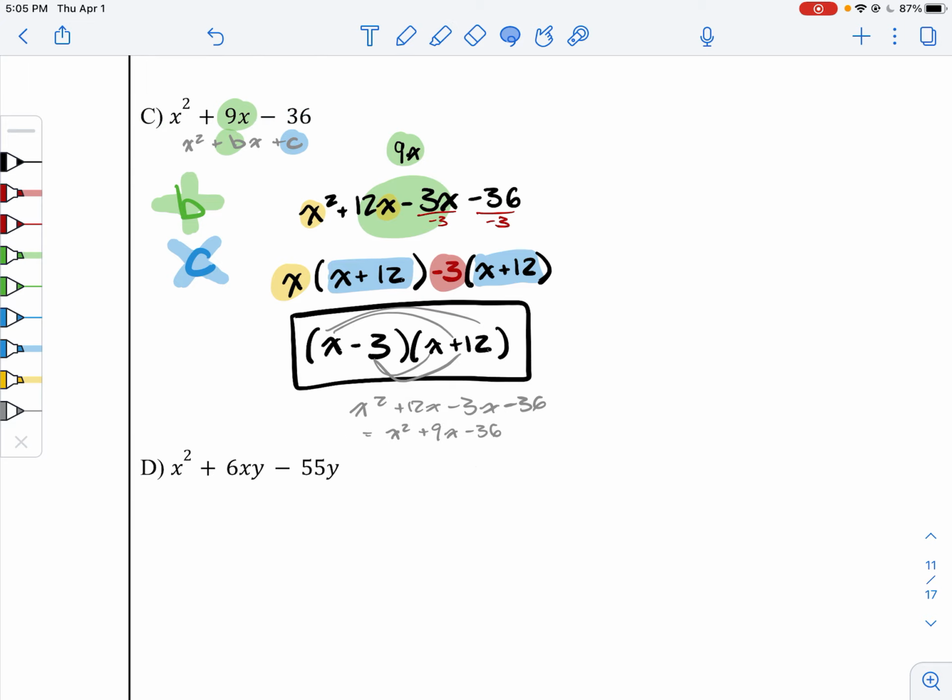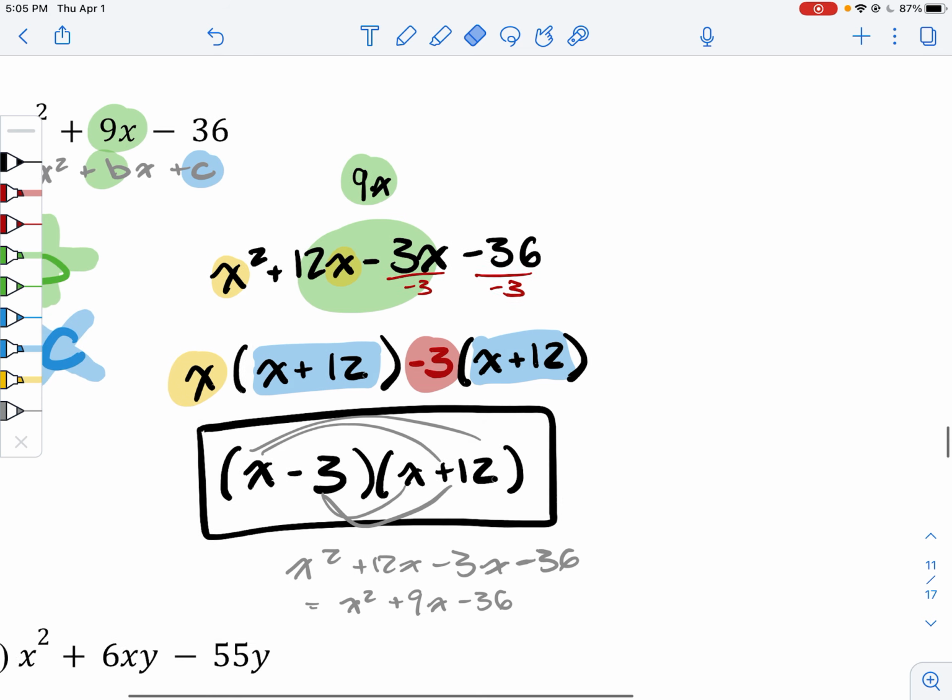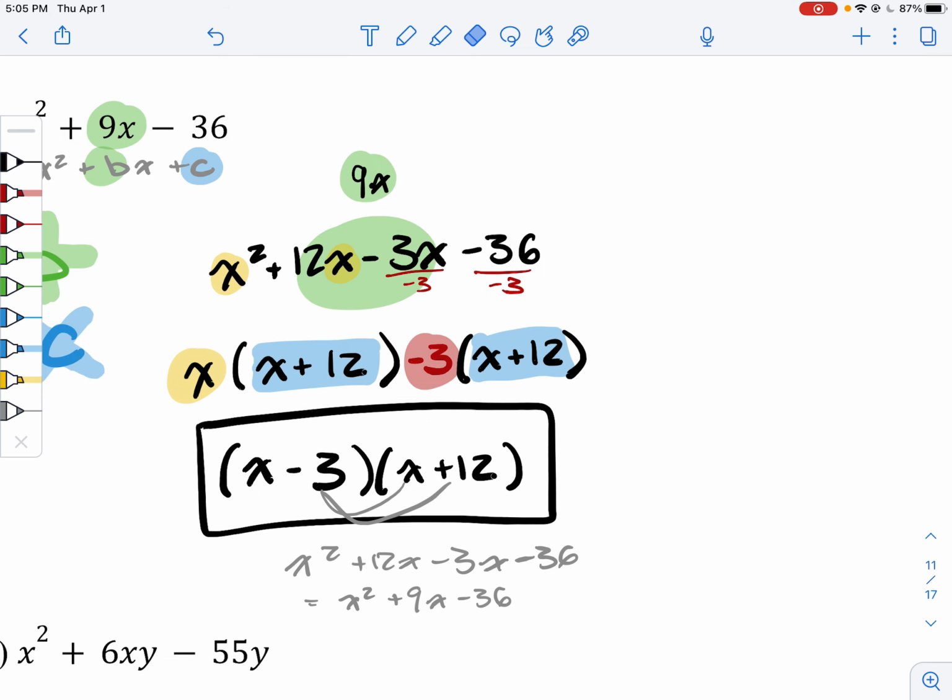But how did I know how to split up my 9x into 12x and 3x? Why didn't I split it up into 5x plus 4x, for example? That's because I saw it coming and I did this problem already a different way, so I knew what the answer needed to be.